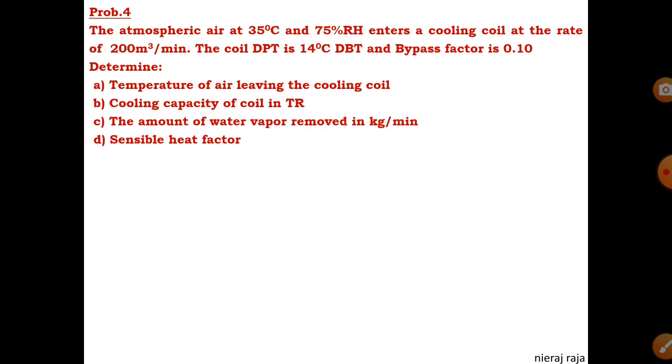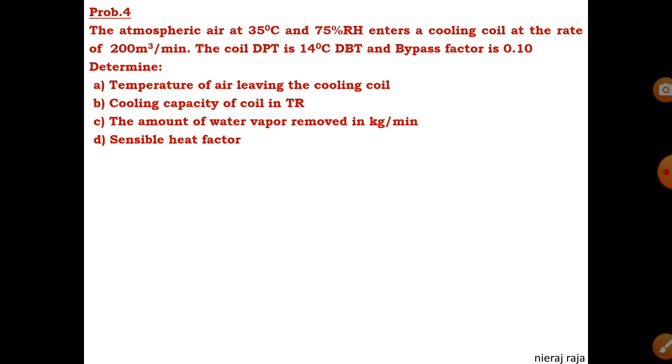Now the last problem, number 4. Atmospheric air at 35 degrees Celsius and 75% RH enters a cooling coil at the rate of 200 meter cube per minute. The coil DPT is 14 degrees Celsius. Okay, the bypass factor is 0.10. The coil temperature is 14 degrees Celsius and the bypass factor is 0.1. The atmospheric air which we are going to supply to that air conditioning coil is 35 degrees Celsius DBT and 75% RH, and the volume is 200 meter cube per minute.